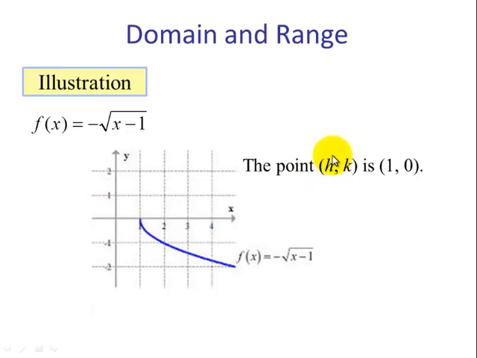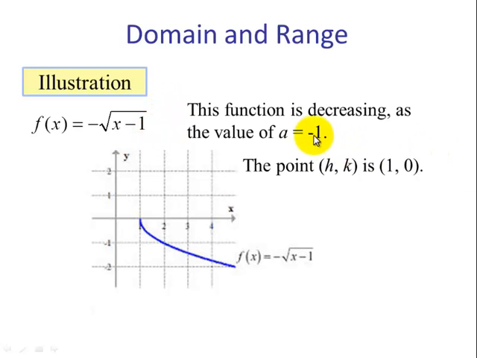We can see that h is a positive 1, k is 0, we're not adding or subtracting anything. This function is decreasing because the value of a is a negative 1. And from the graph, we can see it's decreasing. As x gets larger, y gets smaller.